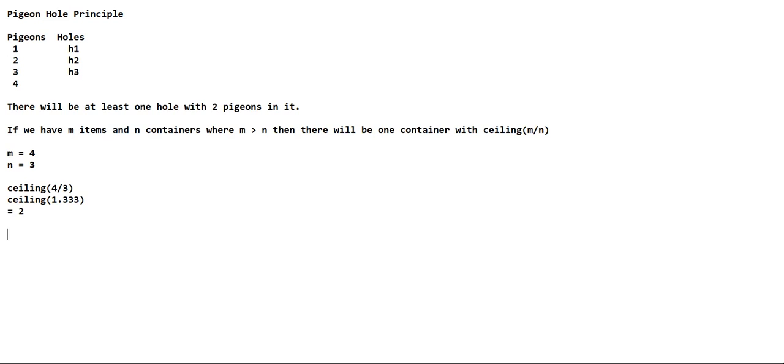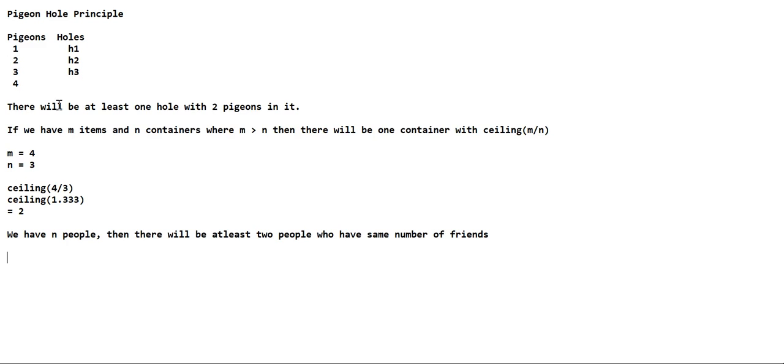Now let's take one example. Suppose we have n people. Then there will be at least two people who have the same number of friends. Okay, so let's solve this by the pigeonhole principle. So we have n people. Let's take n equal to 4, so we have 4 people.